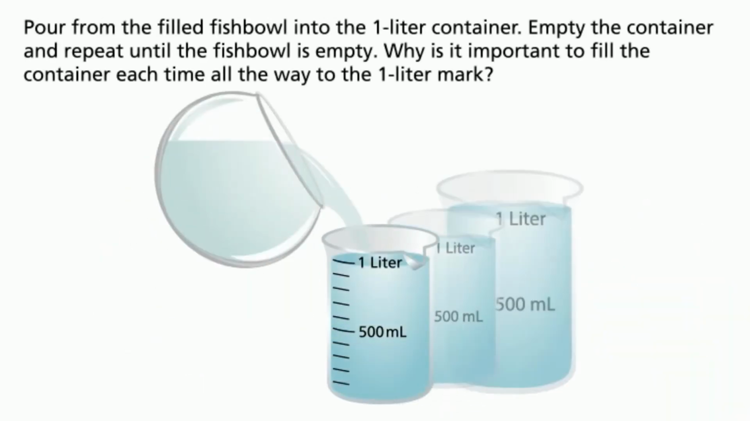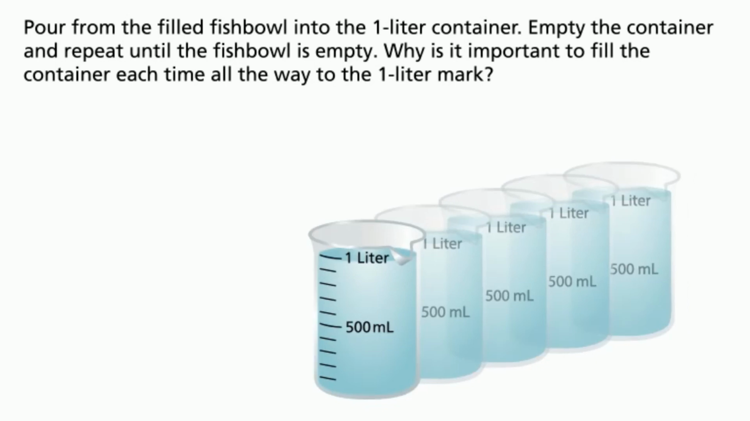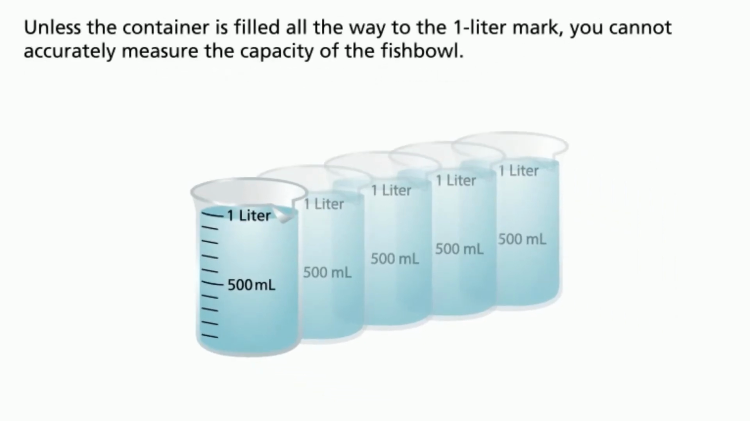Pour from the fishbowl into the 1-liter container. Empty the container and repeat until the fishbowl is empty. Why is it important to fill the container each time all the way to the 1-liter mark? Unless the container is filled all the way to the 1-liter mark, you cannot accurately measure the capacity of the fishbowl.